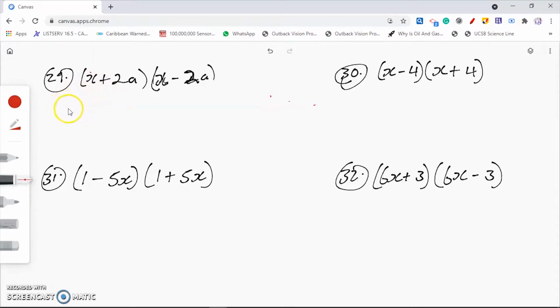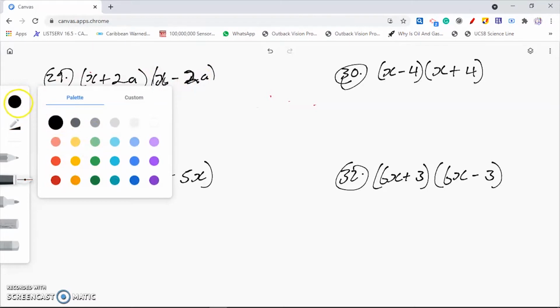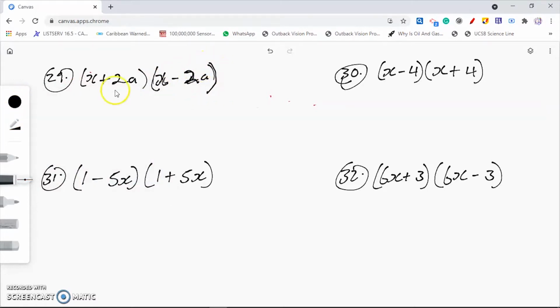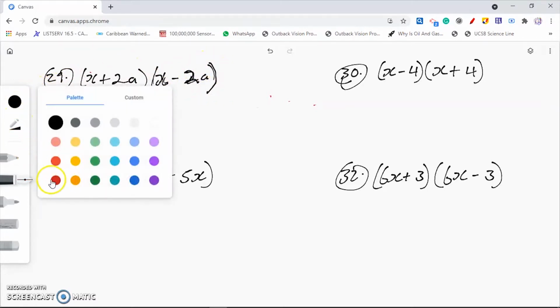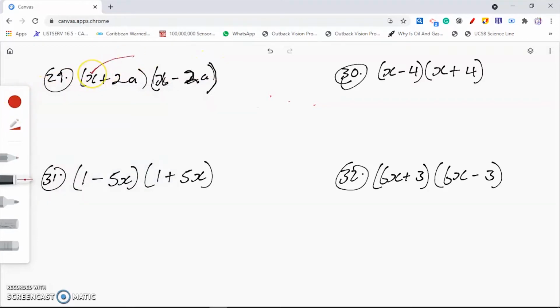We are on question number 29. So we have (x + 2a)(x − 2a). We're going to multiply the x by the x.